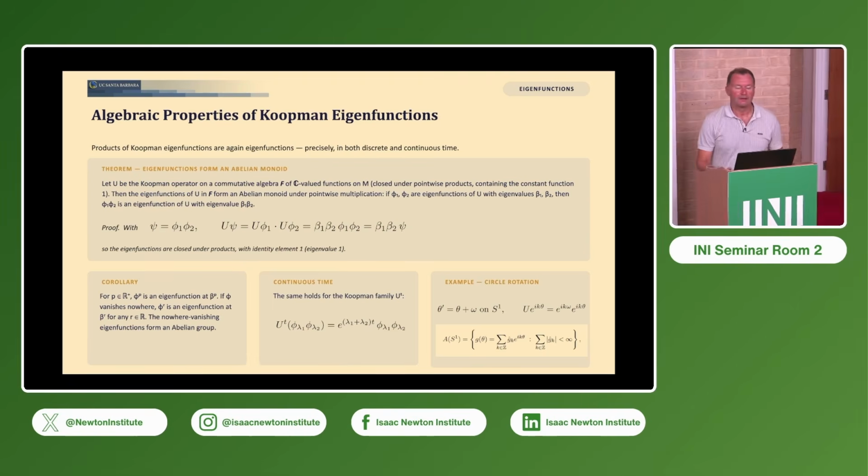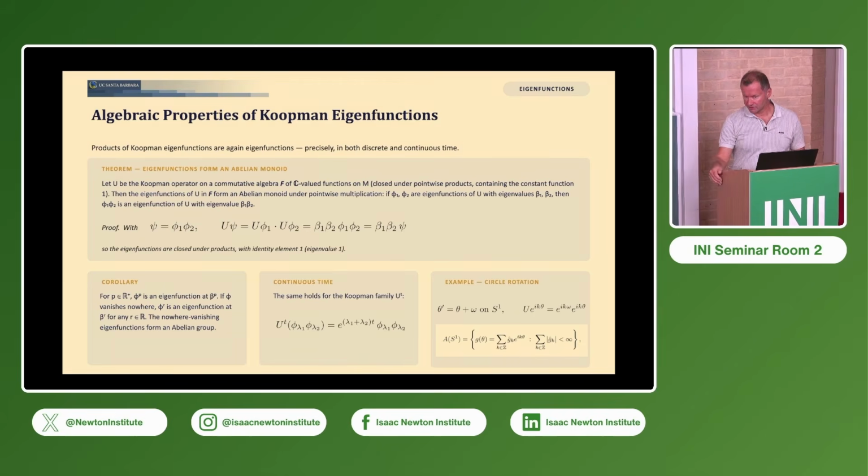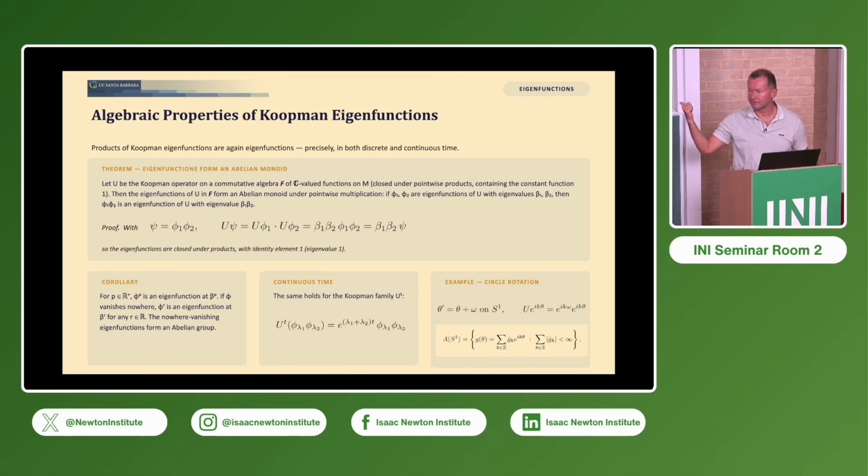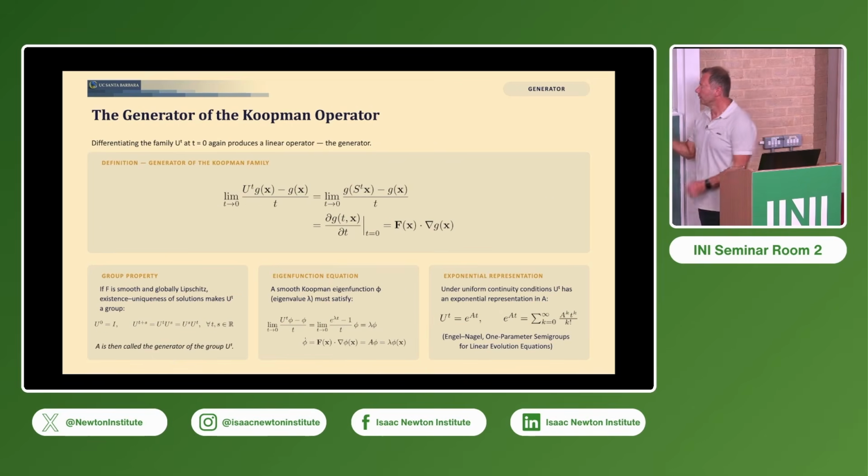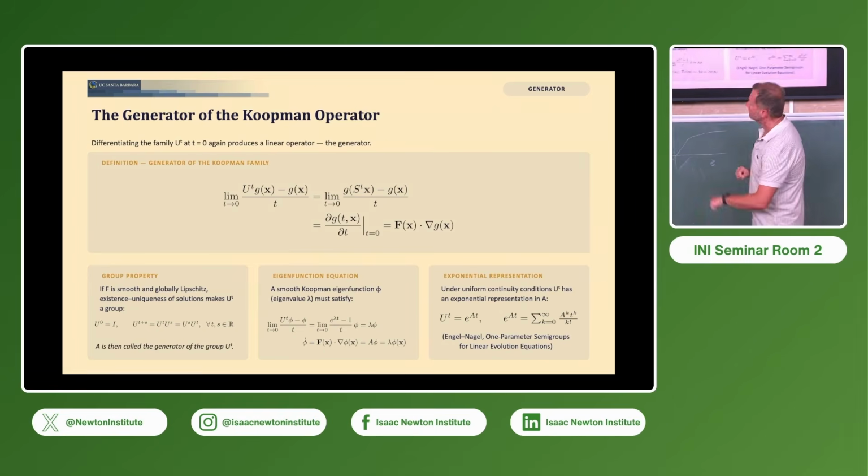I'll say, for those of you that are more interested in the functional analytic aspects of this, I just wrote a paper for the operator theory, a little handbook that has all of this stuff in it. If you're interested in it, send me an email and I'll send it to you. Okay, PDEs.